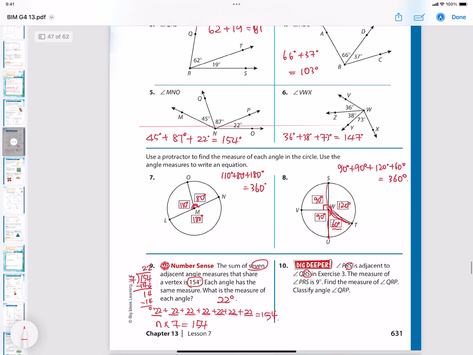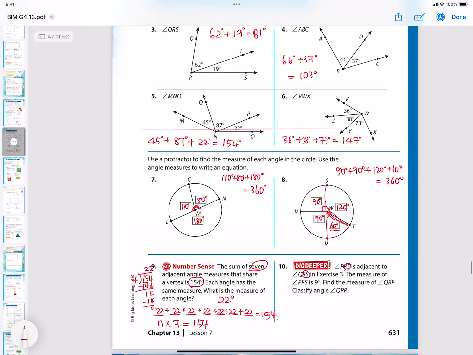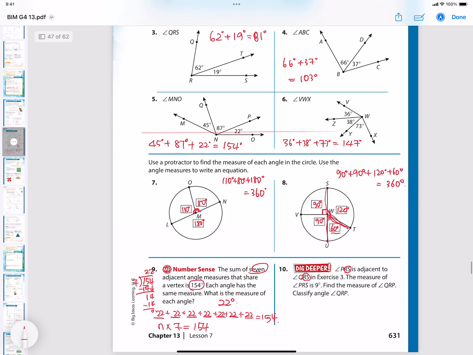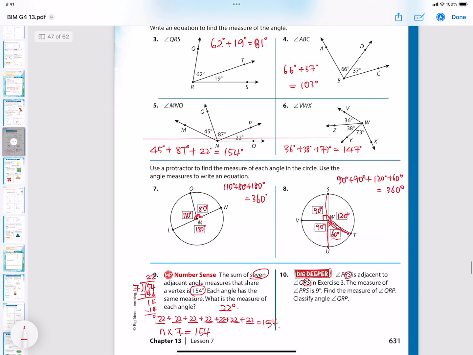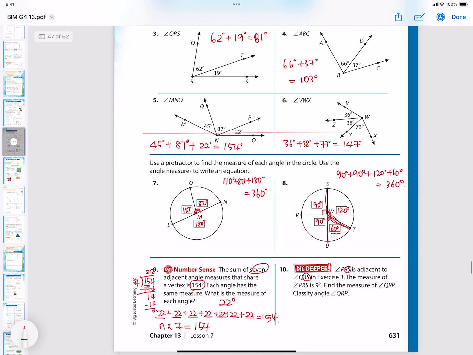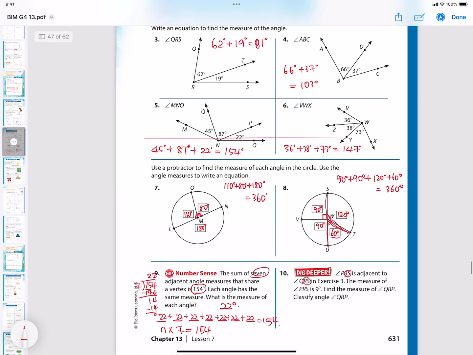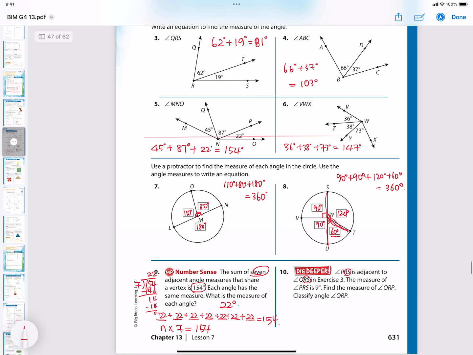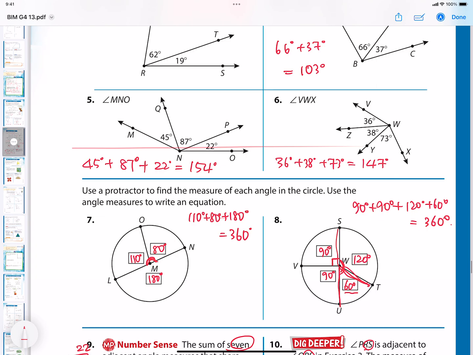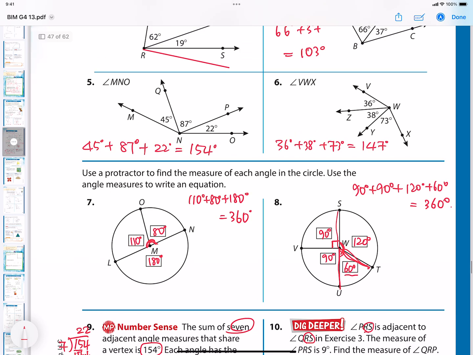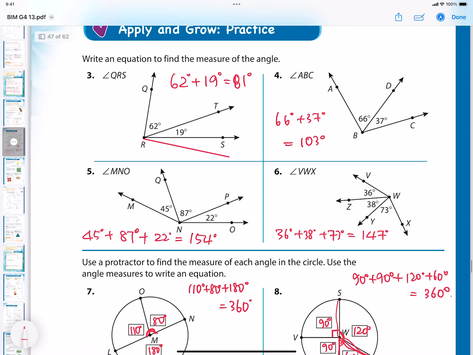Okay, the measure of angle QRS. PRS is 9 degrees. Okay, now find the measure of QRP. Classify angle QRP. Okay, so now here, angle PRS is adjacent to QRS. Oh, so you're supposed to have another angle here. It says PRS. Okay, we need to name it. Oh, I got it now. PRS. That angle is 9 degrees.